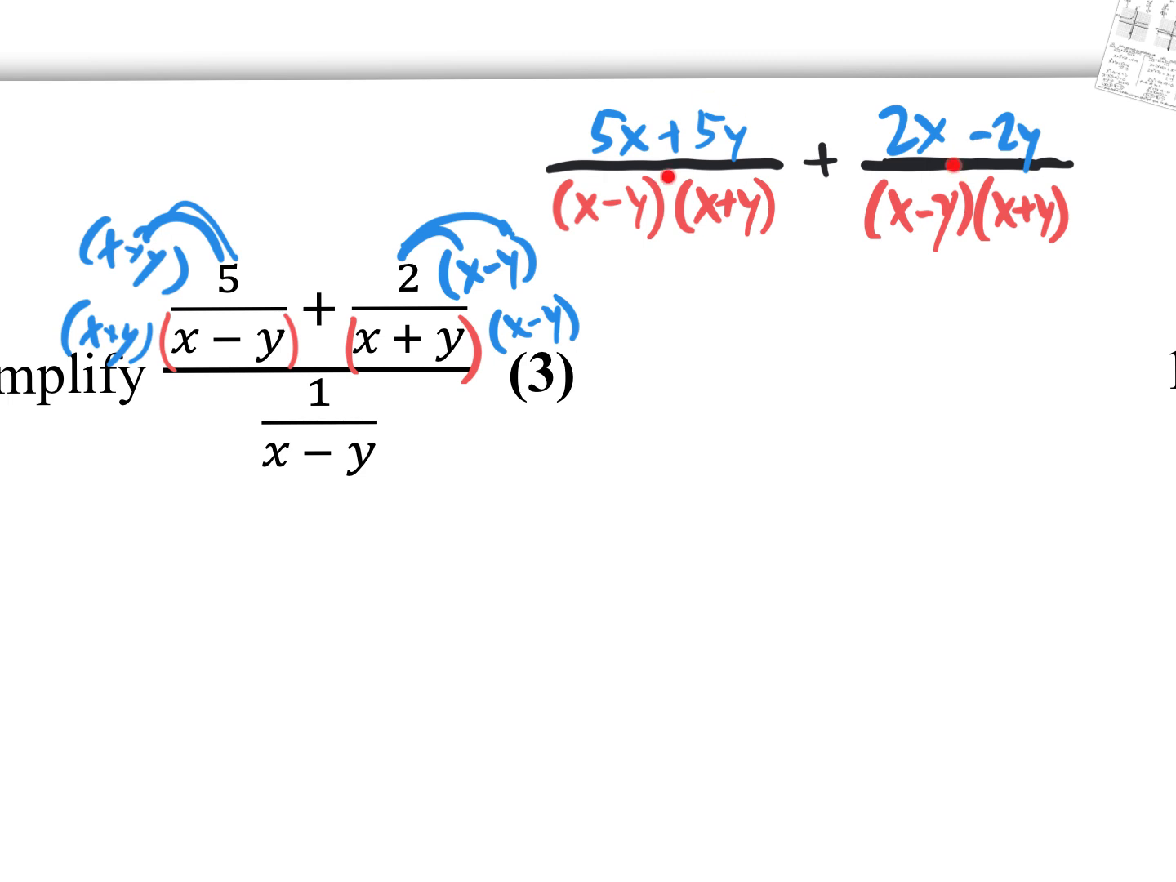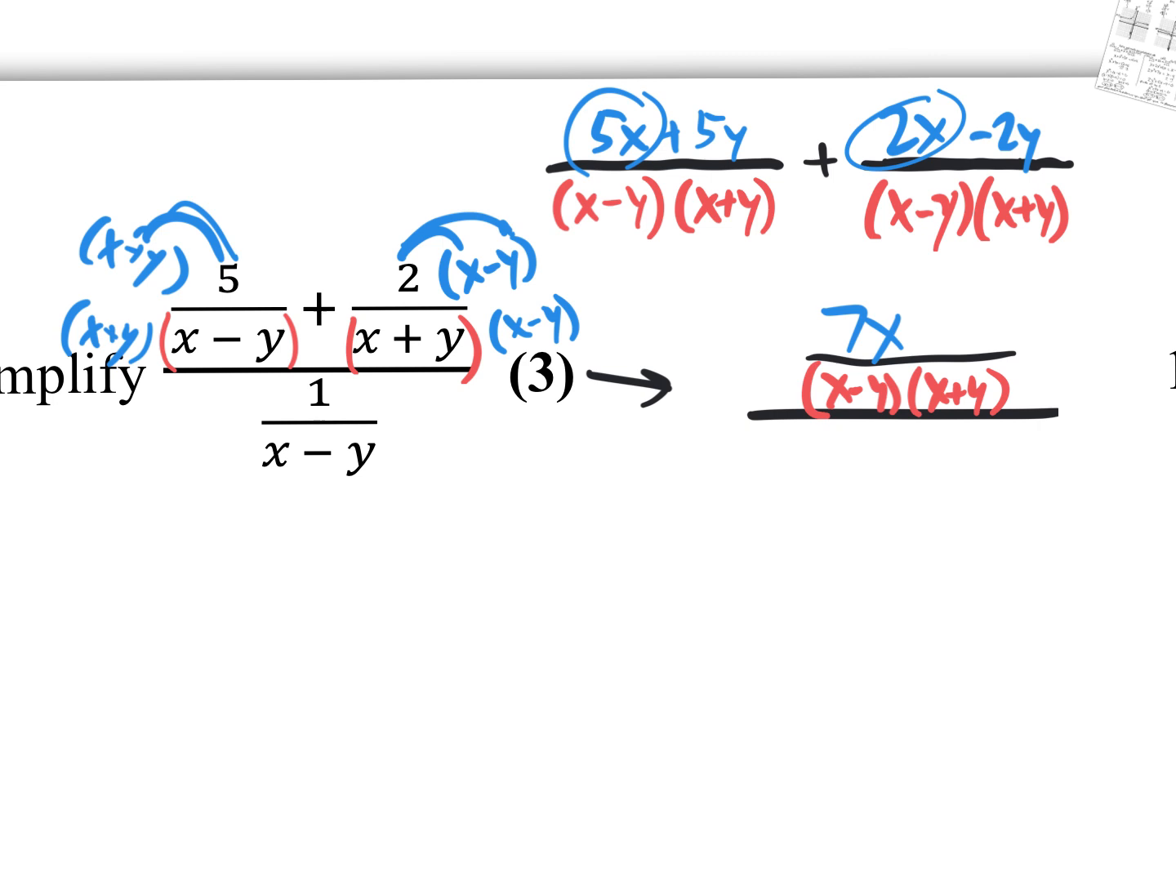So why did we do this? To be able to get common denominators, to be able to add the numerators. Okay, so let's get our final answer for the top. Here's our fraction, and the final answer for the bottom is going to be that LCD, which is x minus y times x plus y. And when you add the 5x with the 2x, you get 7x. And when you add the 5y with the minus 2y, you get a plus 3y. So notice this gave us this answer. Here's my division bar. So this is my answer on my numerator.